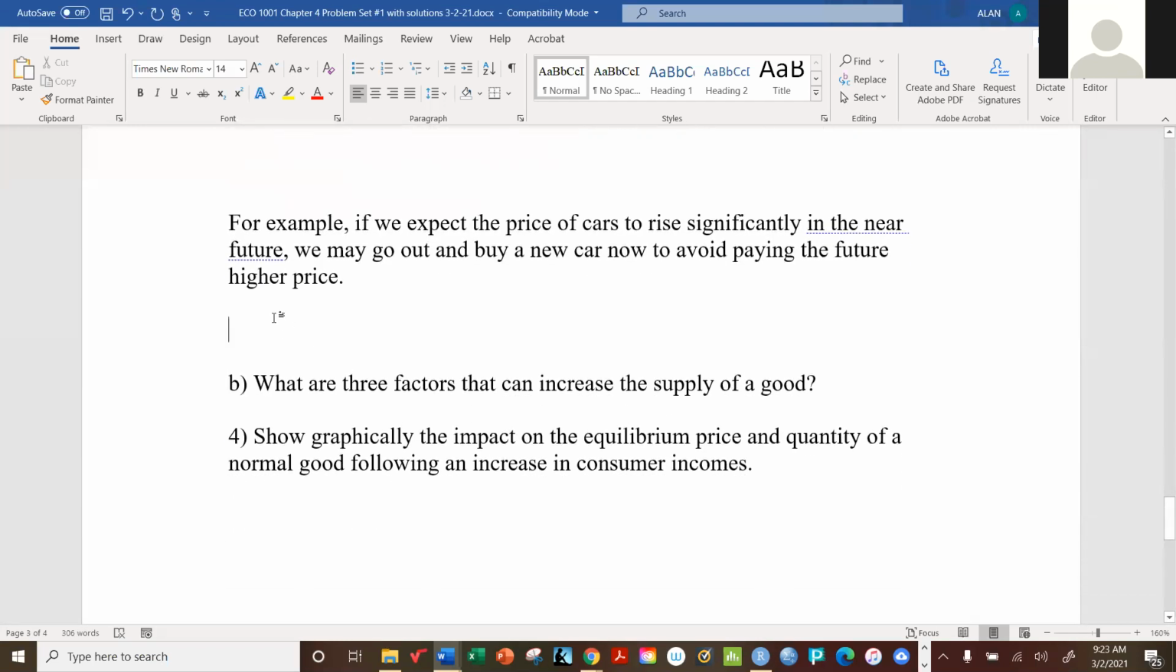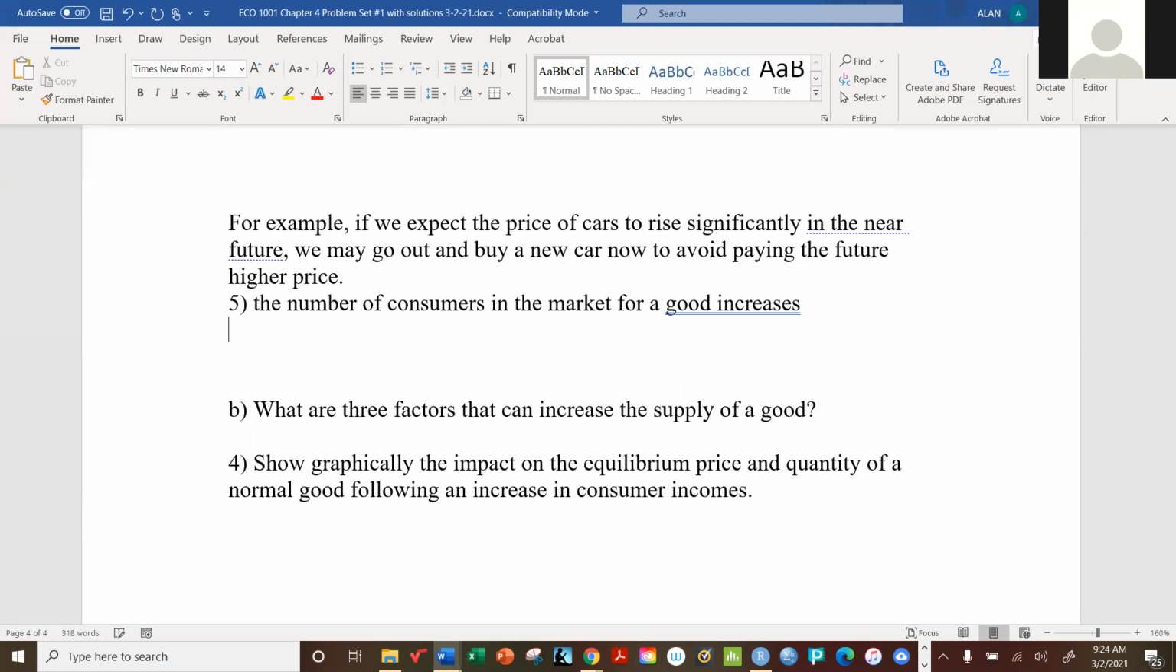All right, so 5. We also had the number, here we go, a simple one. The number of consumers in the market for a good increases. Yeah, just the mere fact that there are more people means that there's more demand for every product. And so that makes the companies happy when they hear that the population is growing, because they say, wow, look at that. That's more Coke customers. Every new baby is a potentially new Coke customer in the future.